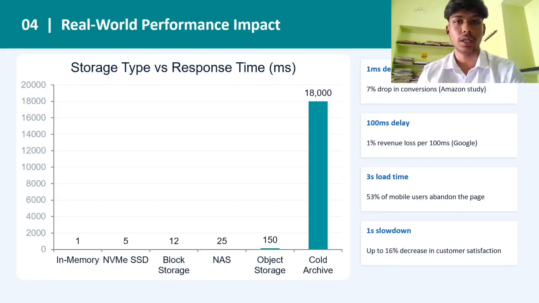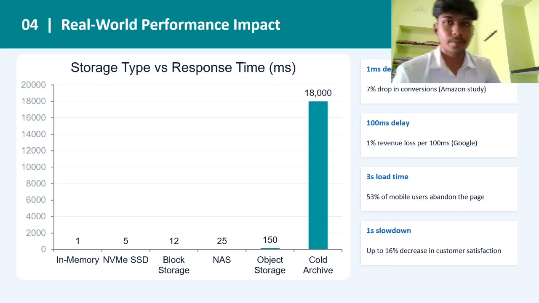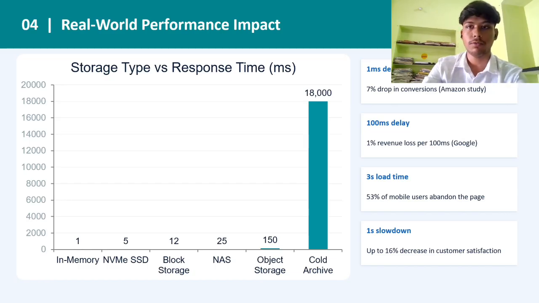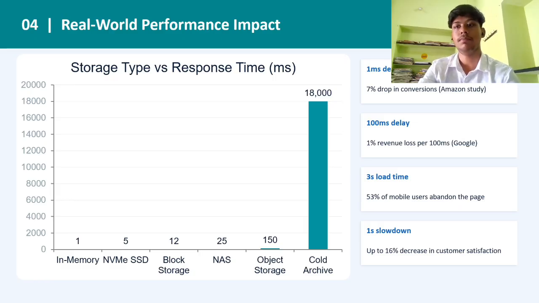Now look at the chart on this slide. It shows the response time for each storage type. See how the cold archive storage shows 18,000 milliseconds. That's 18 seconds. Compare that to memory storage at 1 millisecond. The difference is 18,000 times. If someone built an app that accidentally fetched live user data from our archive storage, the user would have to wait 18 seconds for every action they take in that app. The app would completely become unusable due to so much delay.